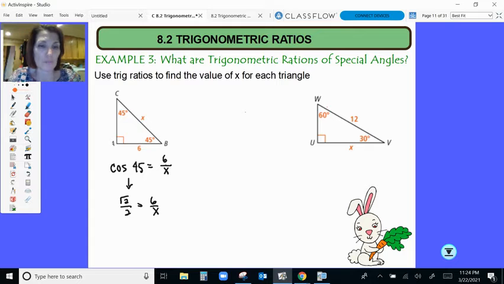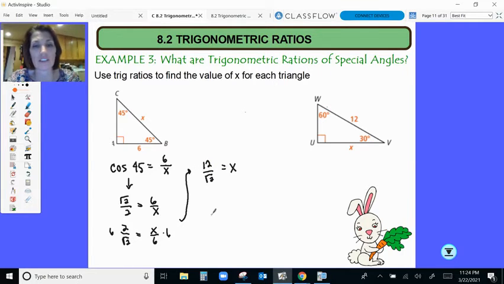Well, I can flip those both upside down. Not square root of 2 over 2, I go 2 over square root of 2 equals x over 6. I get my 6 on top there. And I can just multiply 6 on both sides. So I end up with 12 over square root of 2 equals my x.